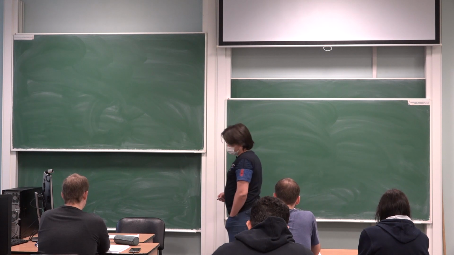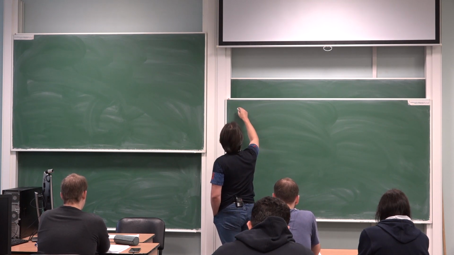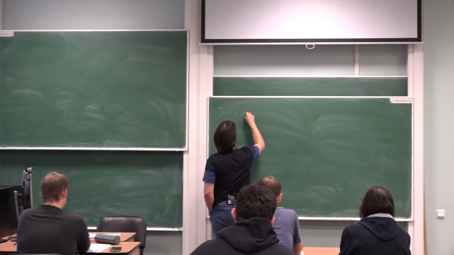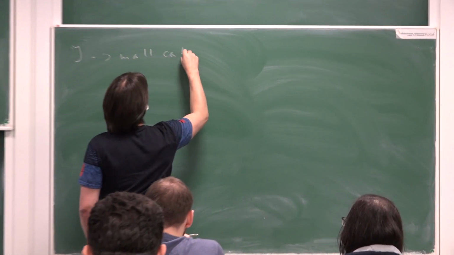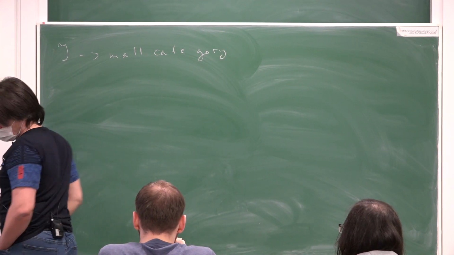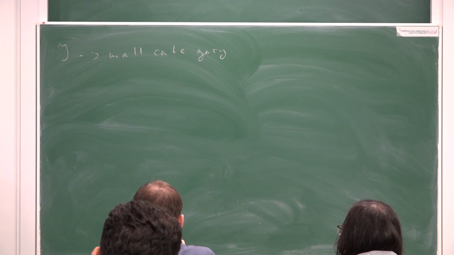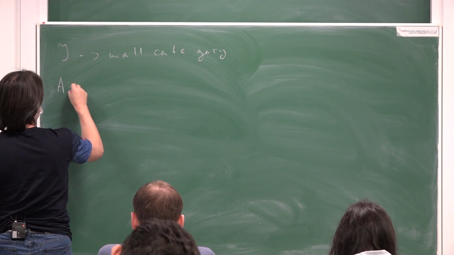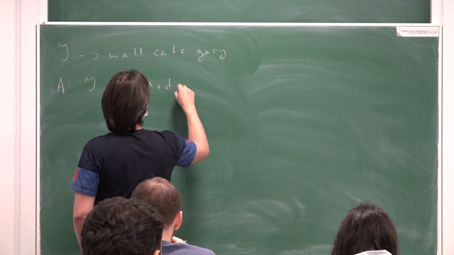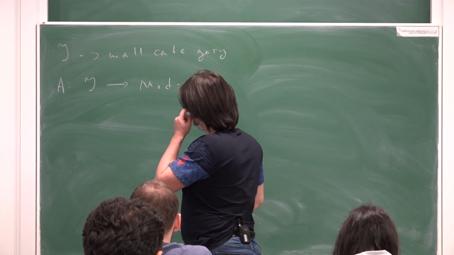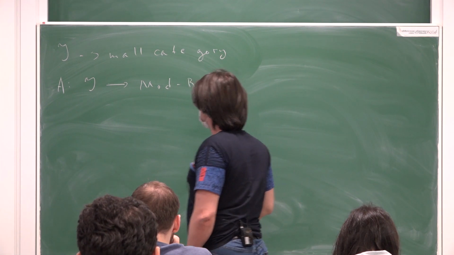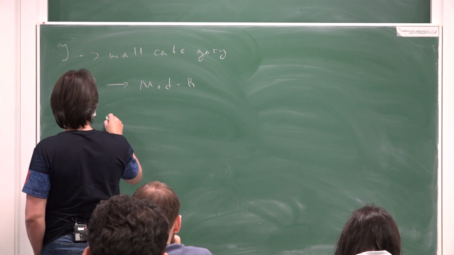So let us first recall that if we have a small category and some functor, let us say A, from this category to the category of modules, then there exists a colimit of this functor, and it can be computed as a cokernel of some concrete map.